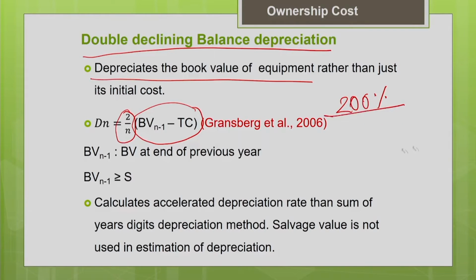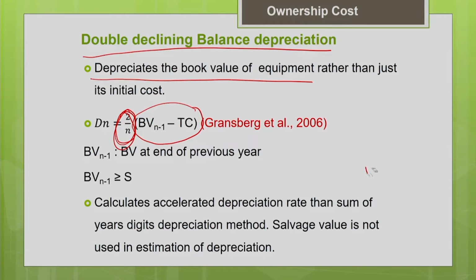It is called the double declining balance method, and this factor is fixed. This depreciation factor is fixed. That is why it is also called the fixed depreciation method. And one more important thing you have to note here is that your ratio of depreciation dn divided by the book value is going to be fixed for every year. dn divided by book value is going to be fixed for every year. And how to calculate this book value?